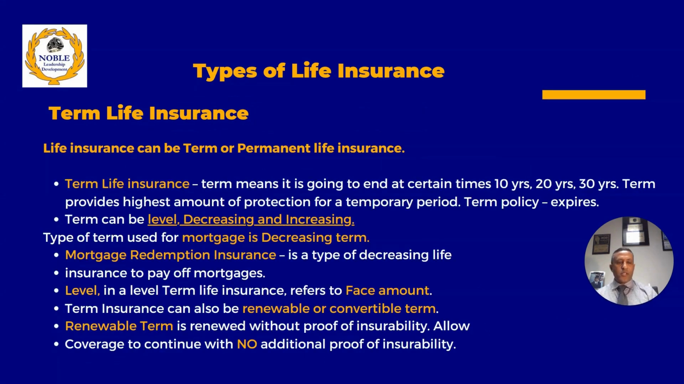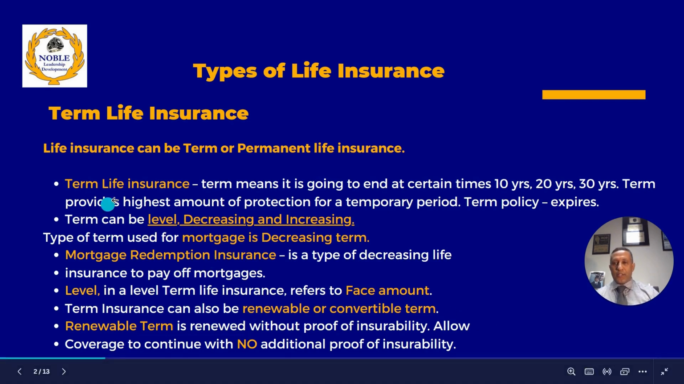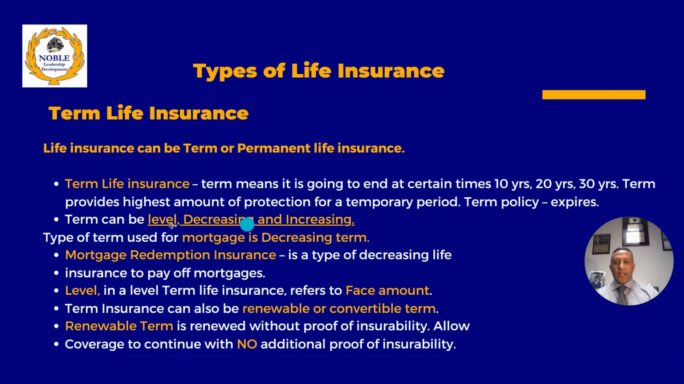Types of life insurance: there is a term life insurance and there is a permanent life insurance. And the term life insurance, we have multiple of them, but we need to understand and get the entire concept so that you can answer the exam questions. So the term life insurance can be a level term, a decreasing term, and an increasing term.